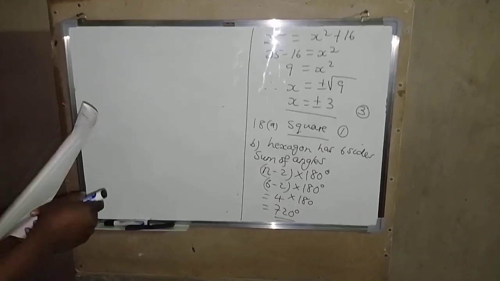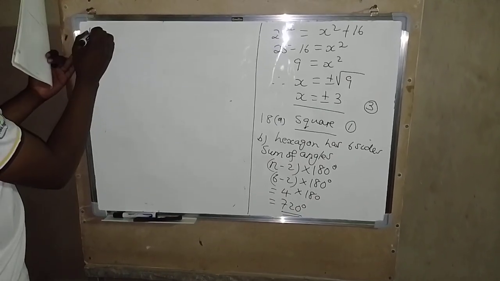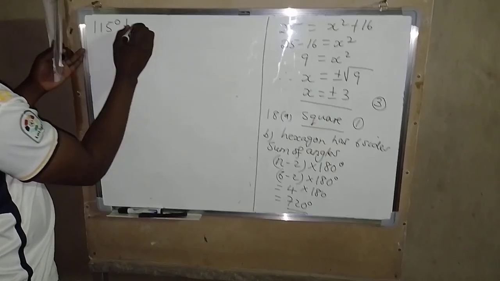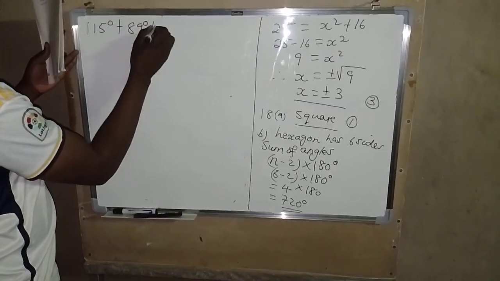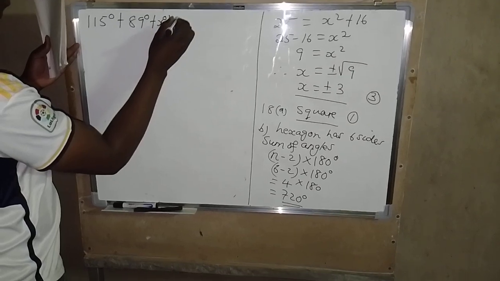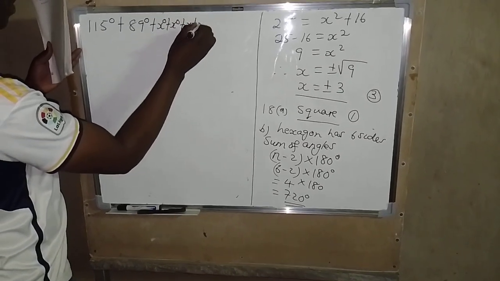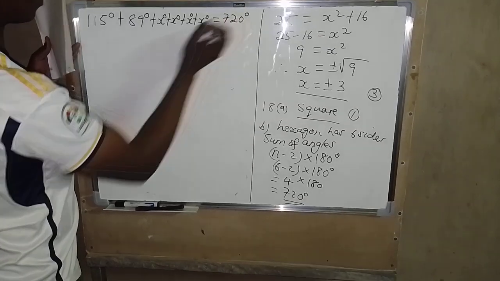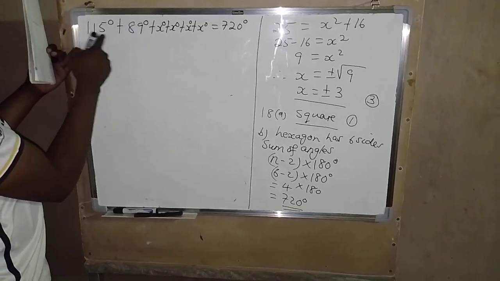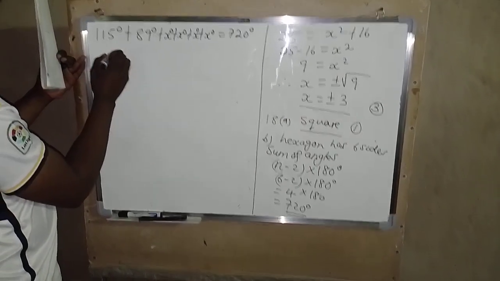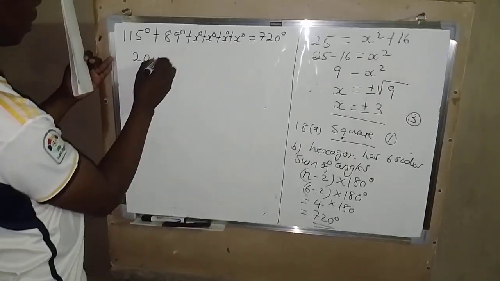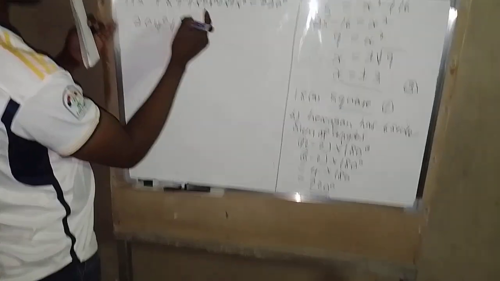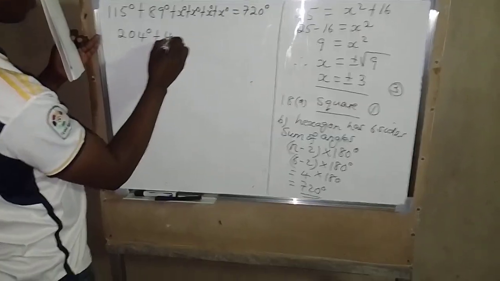So we now say 115 degrees plus 89 degrees plus x degrees plus x degrees plus x degrees plus x degrees. This must give us 720 degrees. If we add 115 plus 89, we get our 204 degrees. Plus x plus x plus x plus x, we get our 4x degrees.